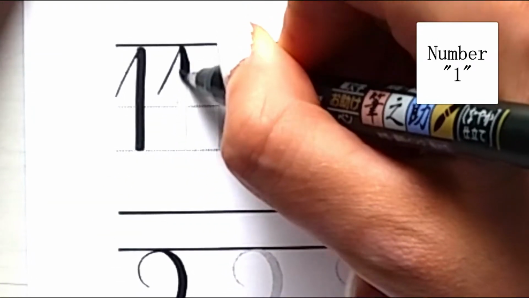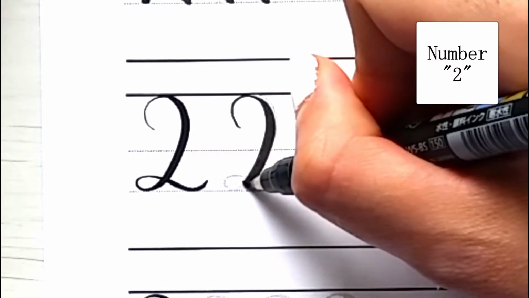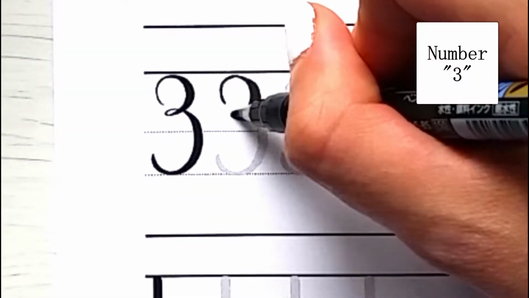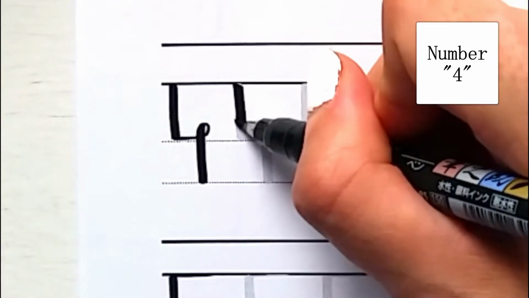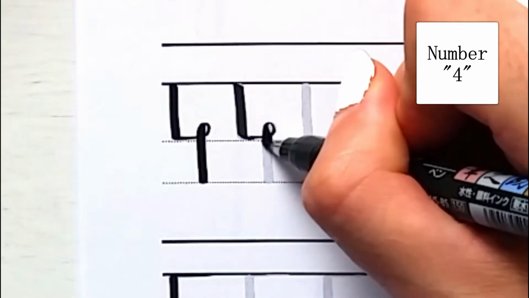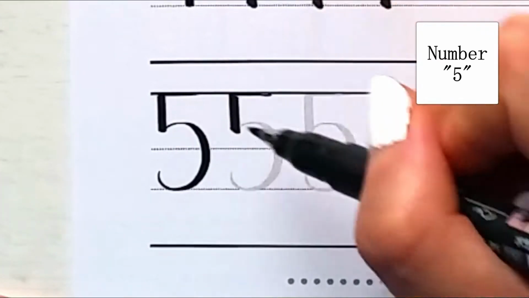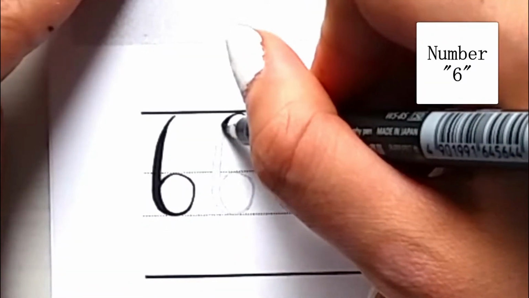Let's start with numbers. Number 1. Number 2. Number 3. Number 4. Number 5. Number 6.